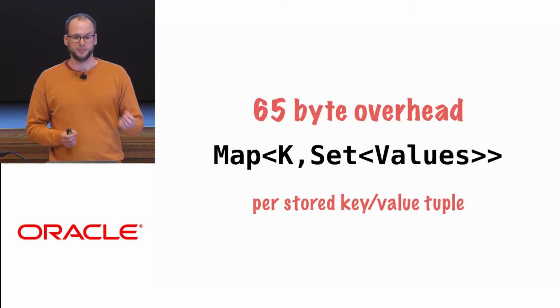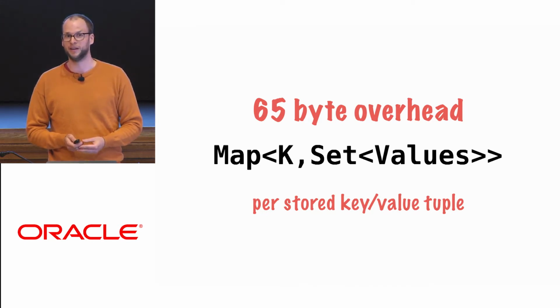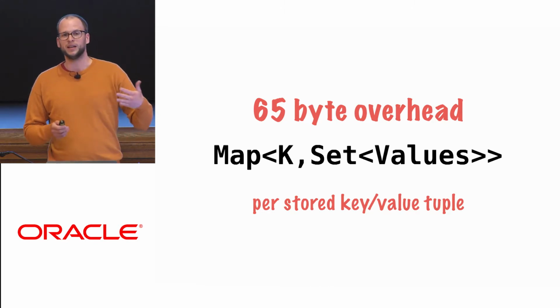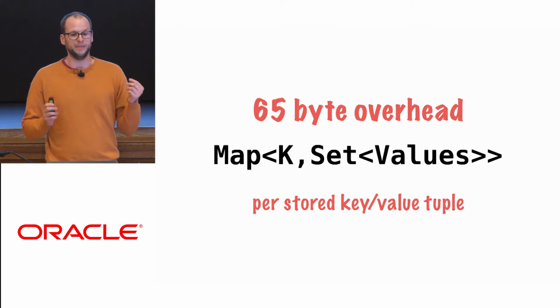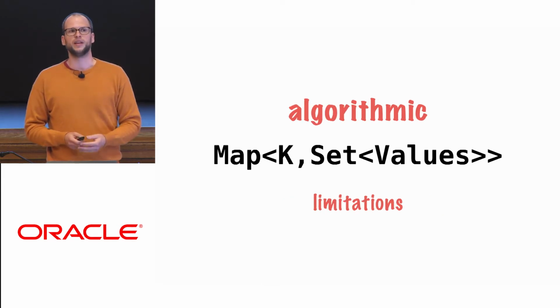Another thing that bothers me about that explicit composition is that it comes with a really high average overhead. In Clojure and Scala, for example, you have on average a 65-byte overhead per stored key-value pair. And if you think about it, that's quite a lot. If you just want to store 2 references, like the key and the value, you end up having to store 8 times more in accidental encoding. And even worse, the explicit composition can lead to severe algorithmic limitations.